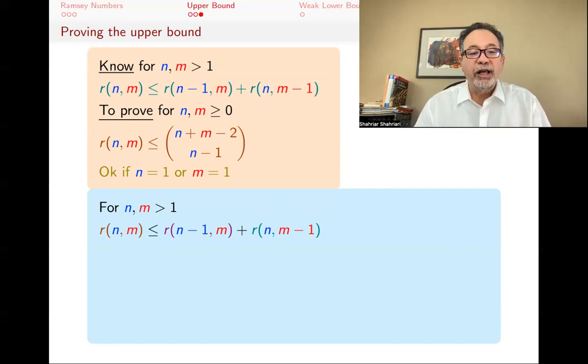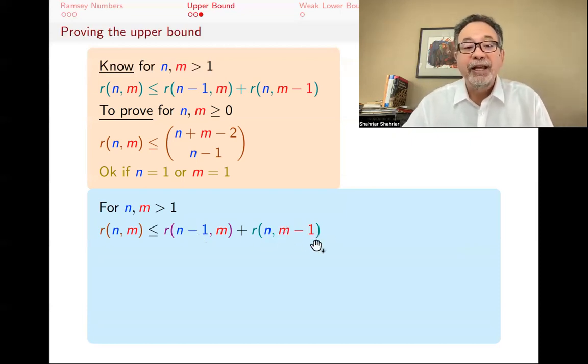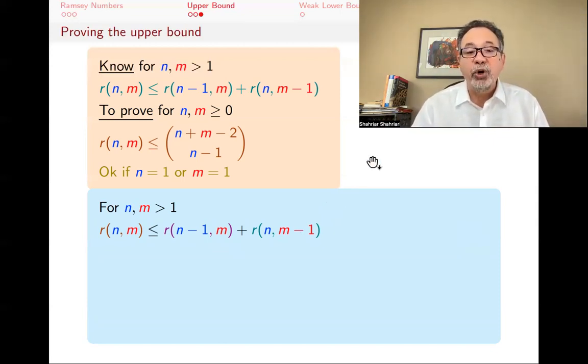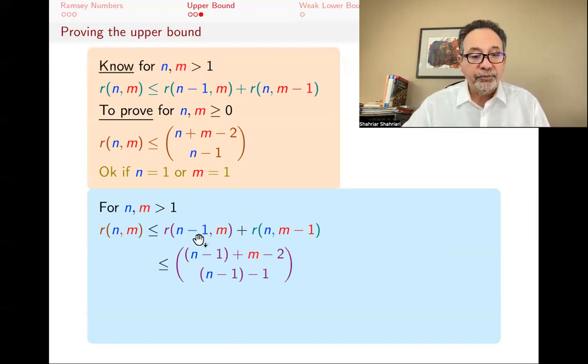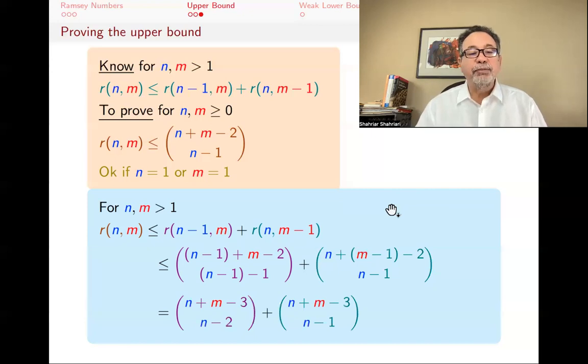We start with saying that, well, okay, R(n,m), we know that it's less than or equal to R(n-1,m) plus R(n,m-1). Now, for each of those, R(n-1,m) and R(n,m-1), the sum of the arguments is less than n plus m. And so both of those are prior cases that we have already done, and induction allows us to say that we already know those. Therefore, for the first one, instead of n, we put n minus 1, and instead of m, keep it as m, and we get (n-1+m-2 choose n-1-1). And for the second one, the same thing, but with m's: (n+m-1-2 choose n-1). And if we simplify these two, we get (n+m-3 choose n-2) and (n+m-3 choose n-1).